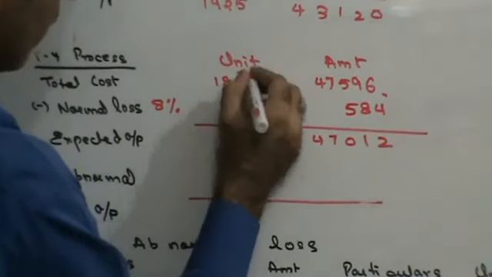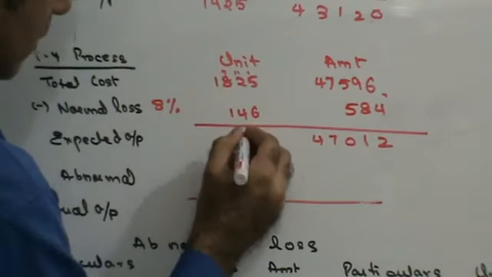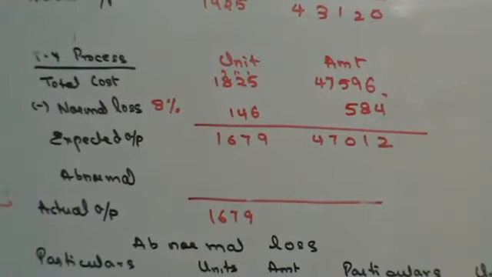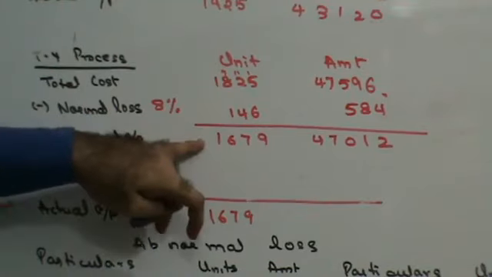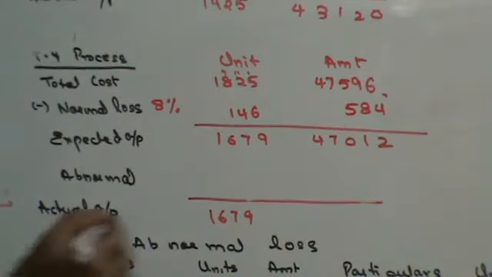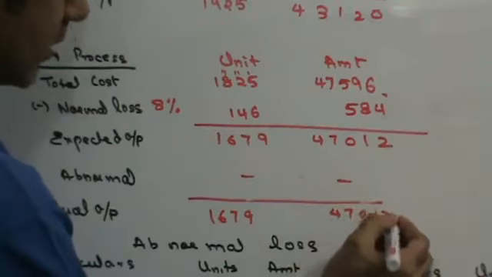Subtracting gives 1679. Your expected output and your actual output turn out to be the same. Expected output is 1679, actual output is also 1679. So there is no abnormal loss or gain. You will copy the figure down here as it is.